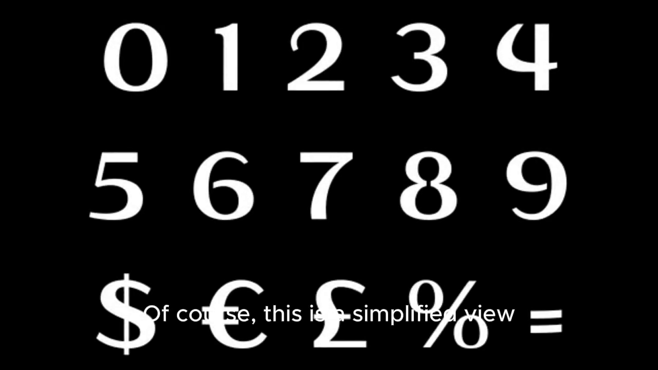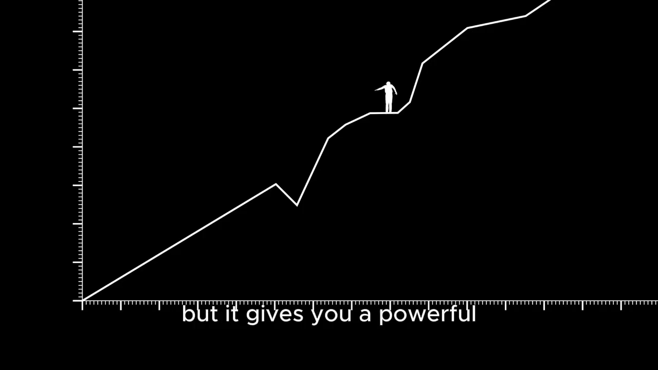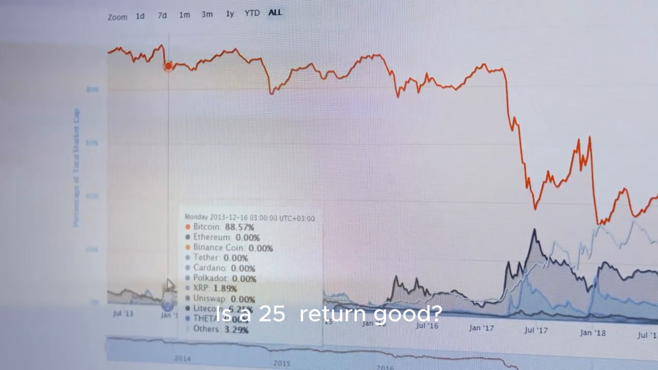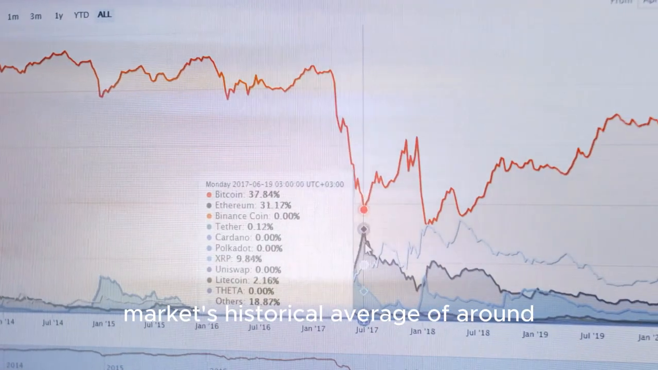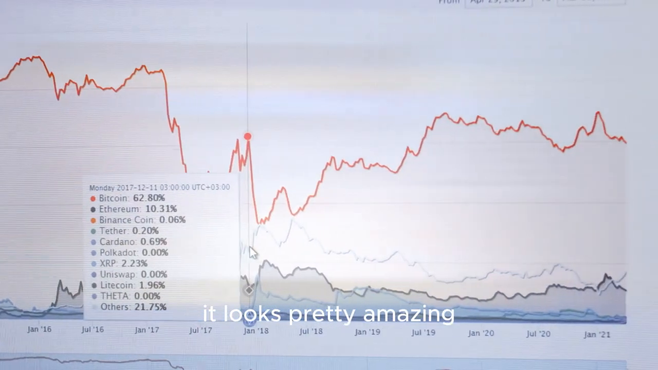Of course, this is a simplified view. You'd want to factor in potential salary increases over your career, but it gives you a powerful framework for comparison. Is a 25% return good? Compared to the stock market's historical average of around 8 to 10%, it looks pretty amazing.